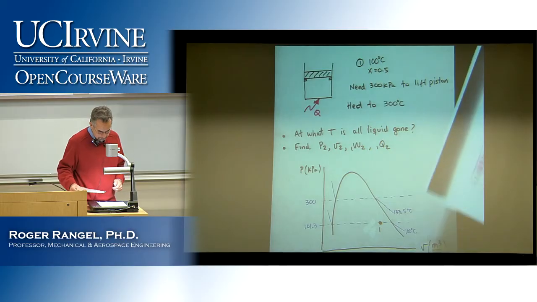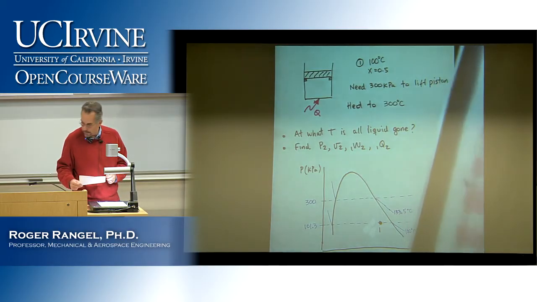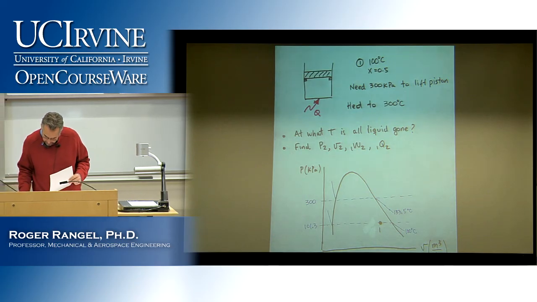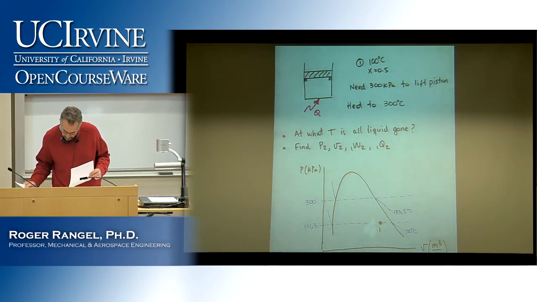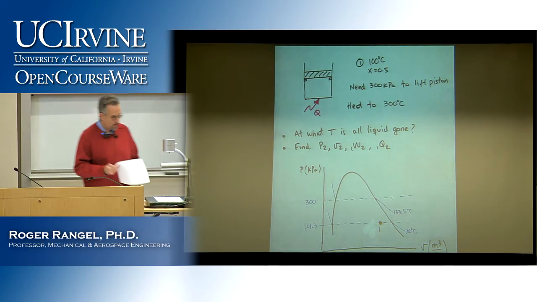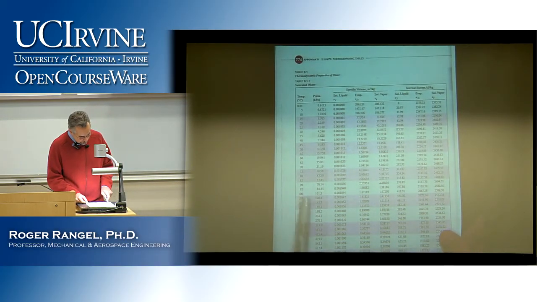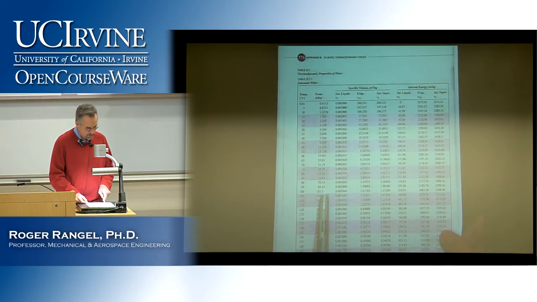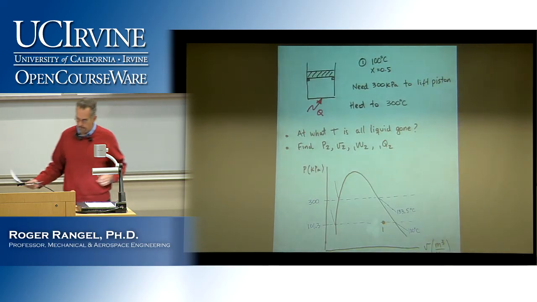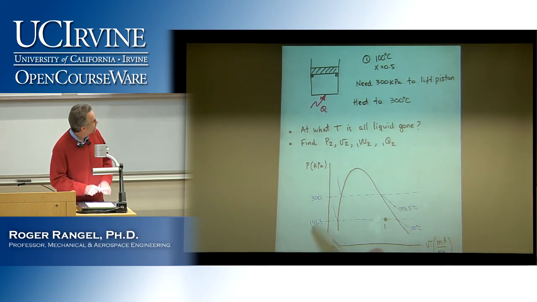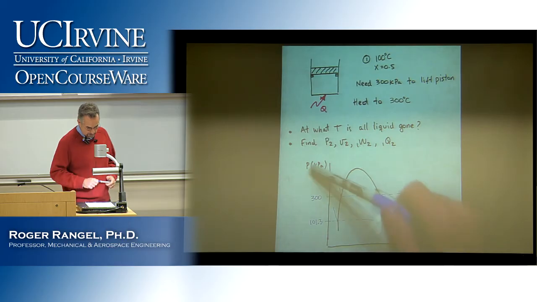Well, actually, we need this saturated table, which is right here. So I go to the saturated temperature table, go to 100 Celsius and read that the pressure is 101.3. It's about 1 atmosphere. So I put that there. At the initial condition, the pressure is 101.3 kilopascals.